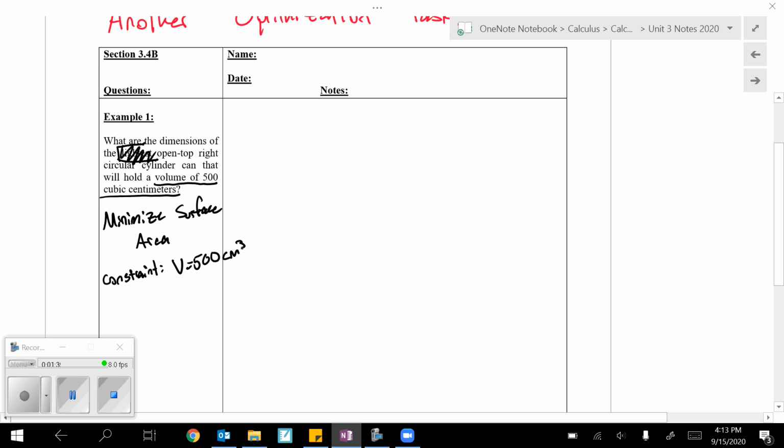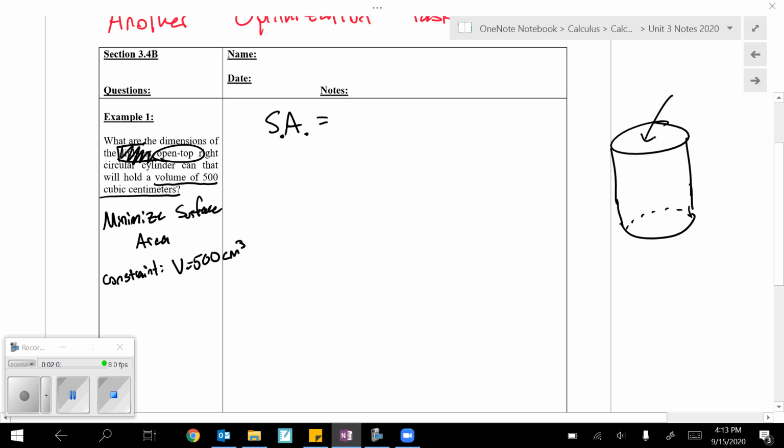So let's talk about surface area, because if that's the thing we're trying to minimize, then we should probably come up with a function that represents surface area. Well, it's the open top, okay? So we've got an open top, and then it's a cylindrical can, but the bottom's going to be enclosed. So we don't need the top, but we do need the bottom. And then we also need something that represents the sides.